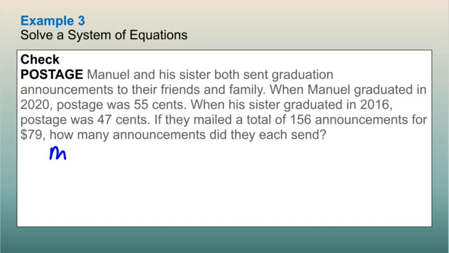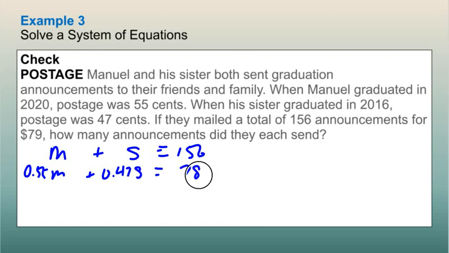We'll do Manuel and sister. So when Manuel graduated in 2020, the postage was 55 cents. So they have a total of 156. And the other one, this one was Manuel's, was 55 cents, so 0.55 M plus 0.47 S equals 79.